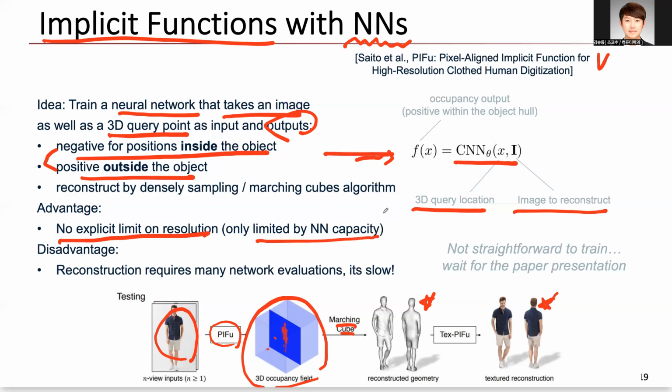It is only limited by the neural network capacity, which is relatively small, smaller than the box size. The disadvantage is that reconstruction requires many network evaluations. It means that to reconstruct this 3D occupancy field, we have to feed forward each point, each XYZ point, through the neural network, so it is going to be very slow. Anyway, it was an innovative paper.